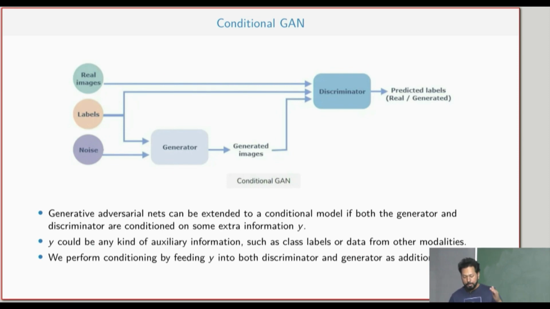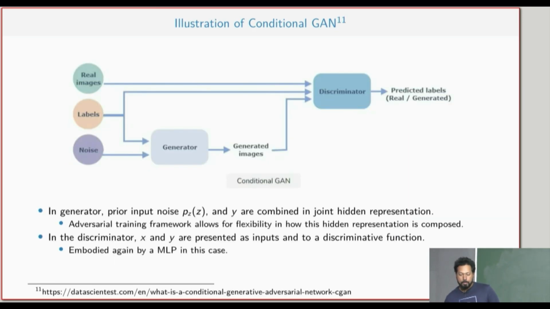So the input layer basically needs to be changed for both discriminator and generator. Earlier it was only taking real and noise respectively, but now you have to change that. All this is again in words; there is nothing new here. In the generator, the prior noise, which is the standard normal random vector, and y are combined in a joint hidden representation via some neural network and so on. Again, there is nothing new here.